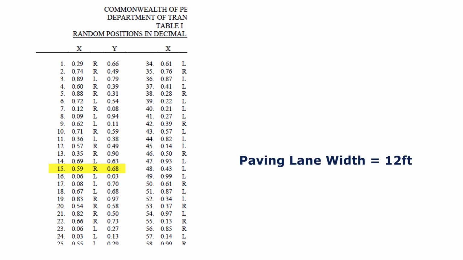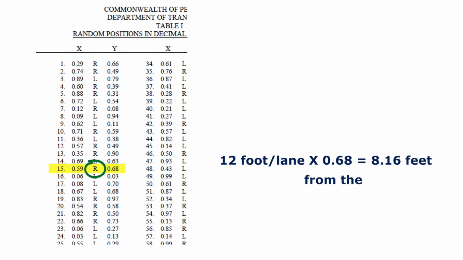For determining the location across the paving lane for obtaining a loose box sample, simply multiply the paving lane width by the y value of the random number. For instance, using random number 15 on a 12-foot paving lane would result in 8.16 feet. The random number used will also indicate which edge to measure from in the direction of paving. If L is indicated, measure from the left edge. If R is indicated, measure from the right edge. In this example, we would take the loose box 8.16 feet from the right edge of the lane.